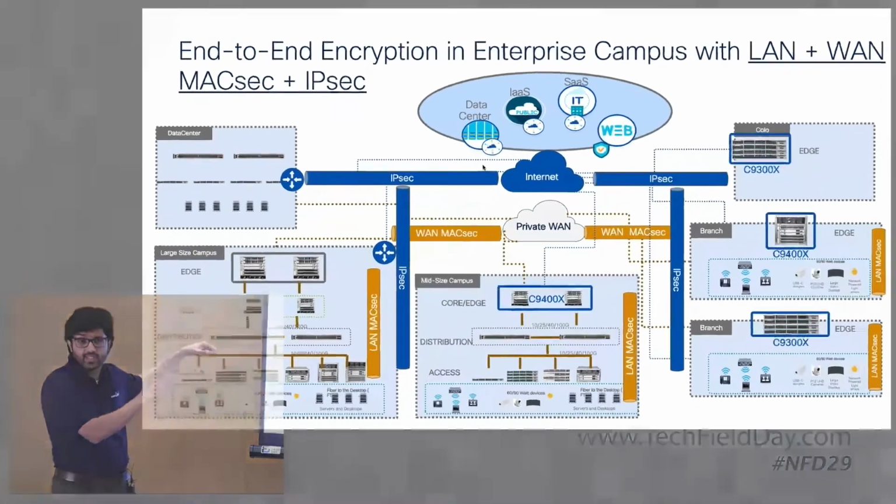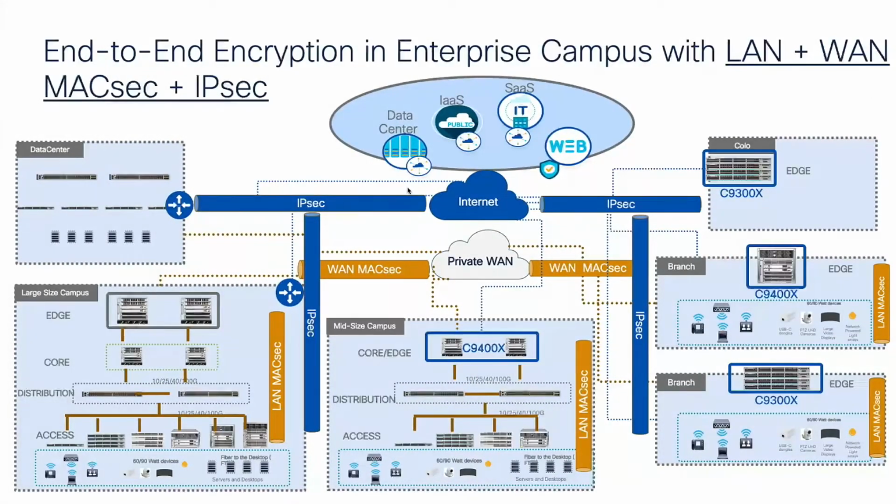So this is how we are achieving that end-to-end encryption picture. This is how we have achieved LAN MACsec within an organization, WAN MACsec over the WAN, and then IPsec to the cloud, okay? But again, mainly focusing now on the branches and the mid-sized or small campuses.